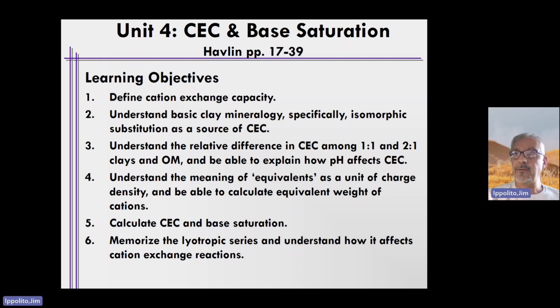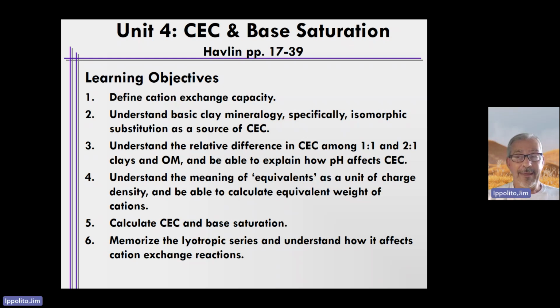Objective number 3, understand the relative difference in cation exchange capacity among 1-to-1 and 2-to-1 type clays, as well as organic matter, and be able to explain how pH affects cation exchange capacity. Point number 4 for the objectives, understand the meaning of equivalence as a unit of charge density and be able to calculate equivalent weight of cations. We touched on this a little bit in Unit 3. We'll touch on it again here in Unit 4.